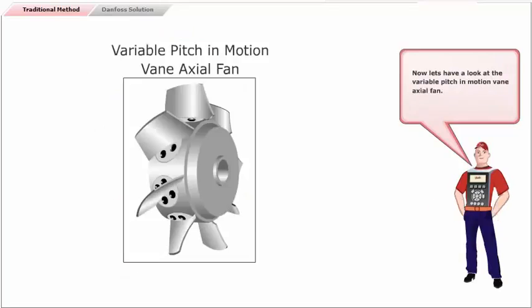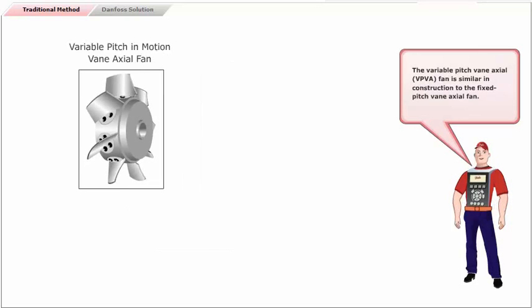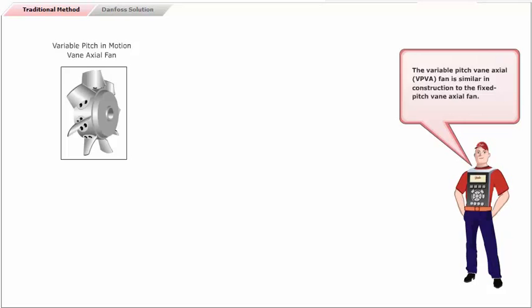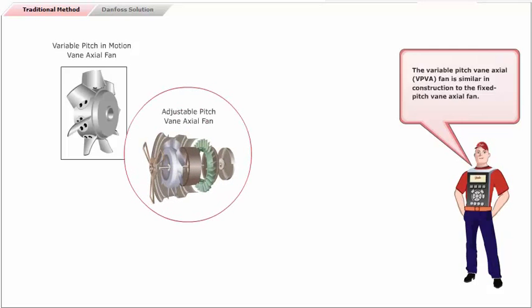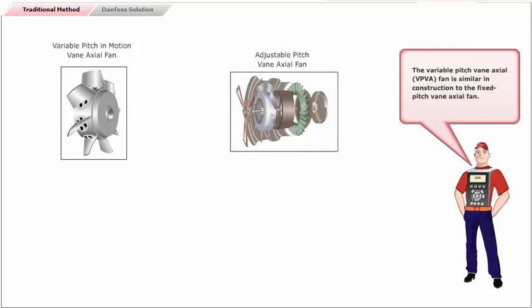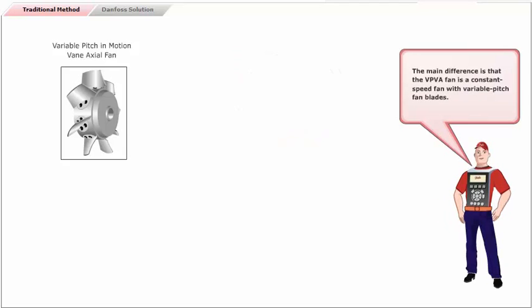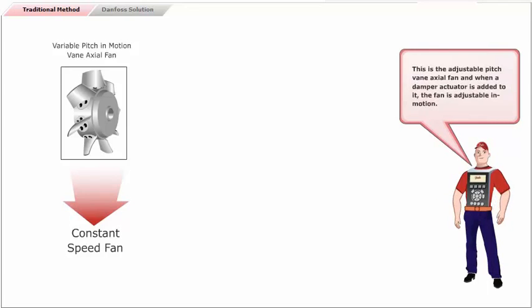Now, let's have a look at the variable pitch in motion vane axial fan. The variable pitch vane axial fan is similar in construction to the fixed pitch vane axial fan. The main difference is that the variable pitch vane axial fan is a constant speed fan with variable pitch fan blades.